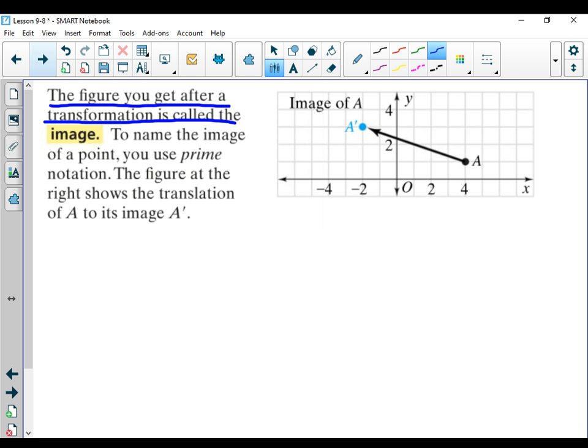You always know which one is the image, or where it moved to, because they use this prime notation, which looks a lot like an apostrophe. So the original point or shape is just going to be named A, B, C, D, E, F, G. But when it slides to a new spot, the same distance, the same direction, now it's going to be called A prime.